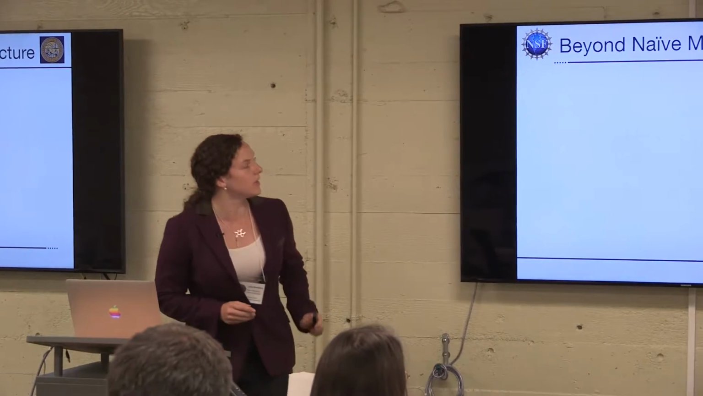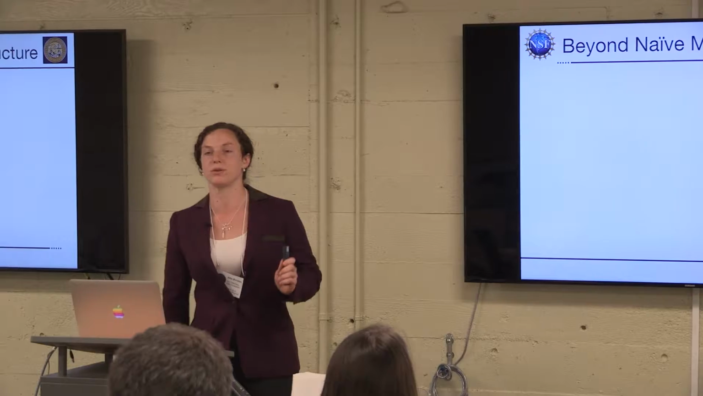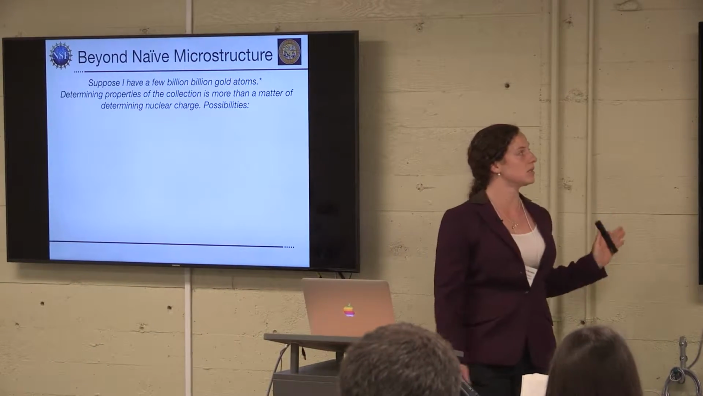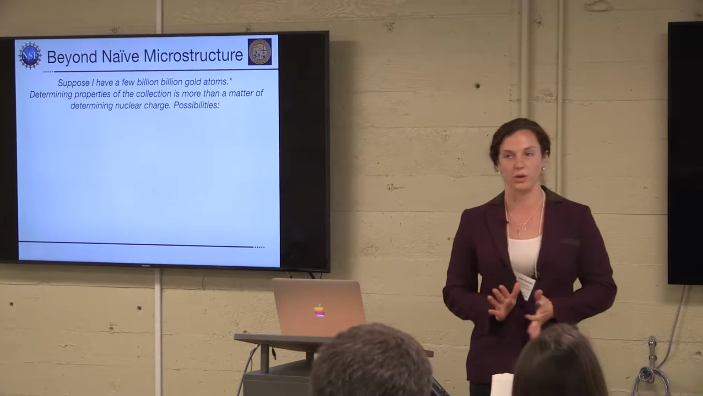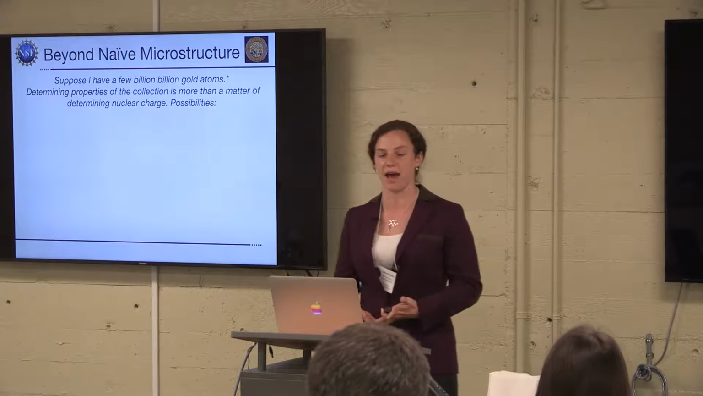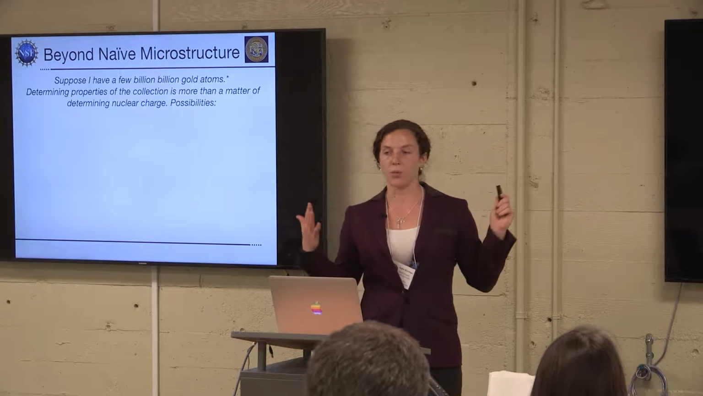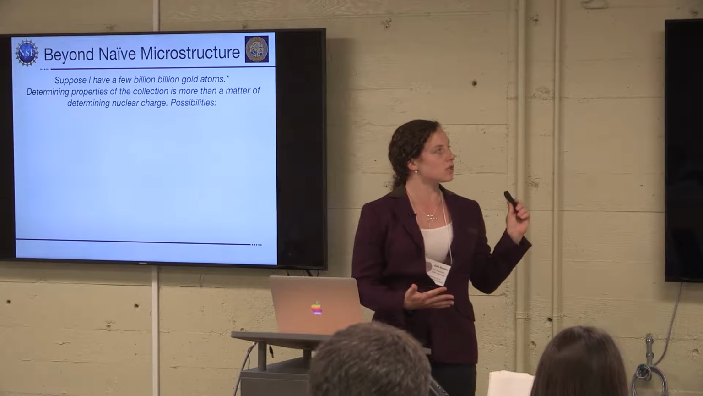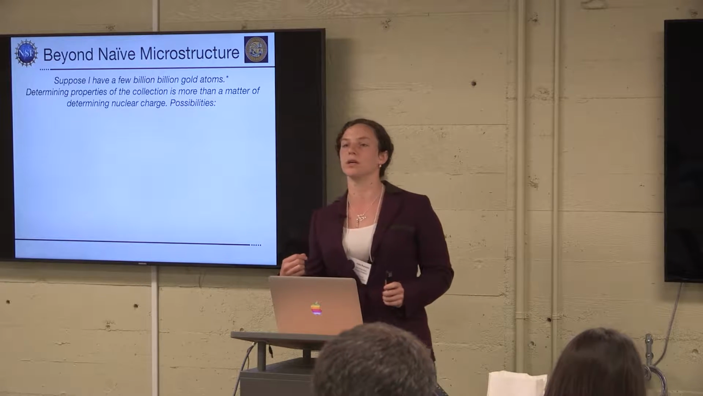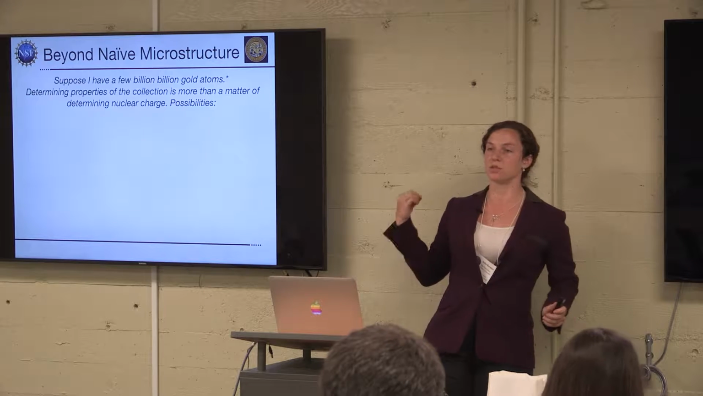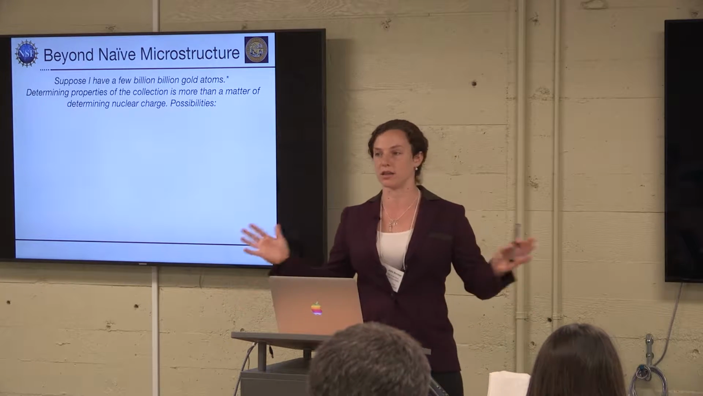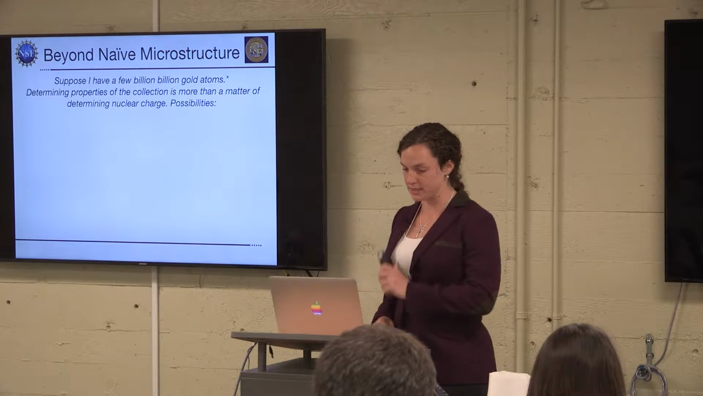So I have a slightly less naive microstructure that I want to talk about. Let's take a case. Suppose I have a few billion gold atoms, right? What I want to know is what properties those things have. And what I want to show you right here is that determining the properties of that collection of a few billion atoms is much more than what the naive view tells us, much more than just looking at the nuclear charge of all of those atoms and making an inference on the collection on that basis.